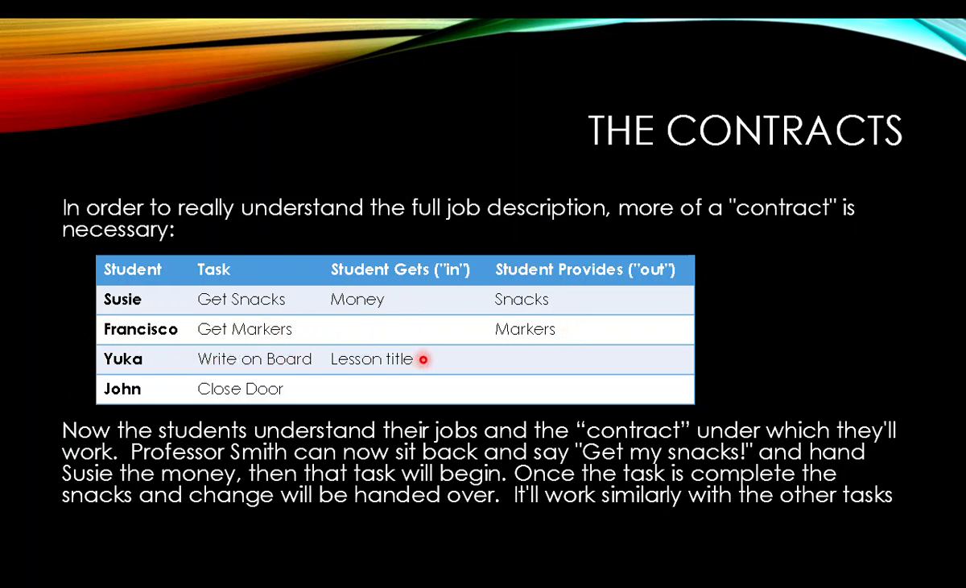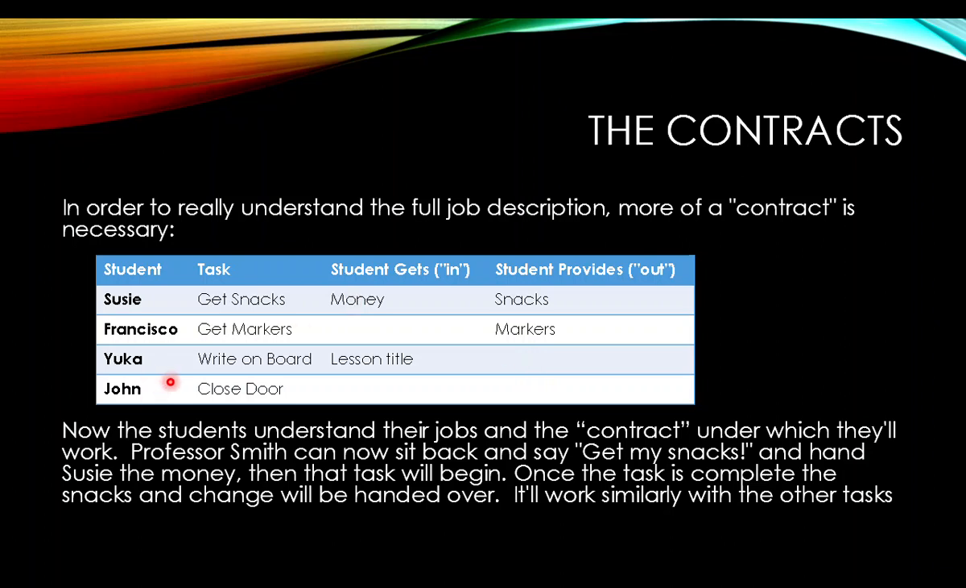What about Yuka? Her job is writing on the board. Well, she needs the lesson title because she can get today's date just fine, but she doesn't know the lesson title necessarily. So the professor has to tap her on the shoulder, and then she's waiting for a little piece of paper that says, what is the lesson title for today? When she's done, though, she has nothing back to put in her outbox, right? Because she's finished writing on the board. There's no other materials that she needs to provide back.